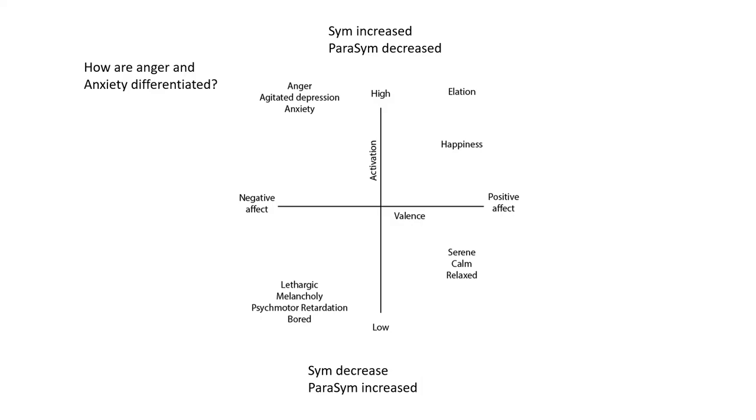So the state of elation is high arousal and positive affect. The state of being chill would be positive affect and low arousal. And negative affect and low arousal would be lethargy, melancholy, psychomotor retardation, being bored. Now, unfortunately, we get into some trouble with this model in the upper left-hand corner, because here we have to squeeze anger, agitated depression, and anxiety.